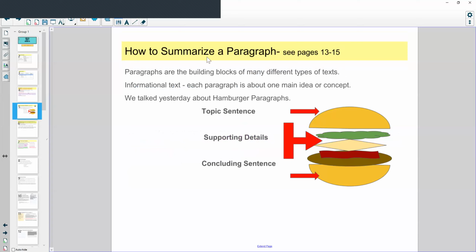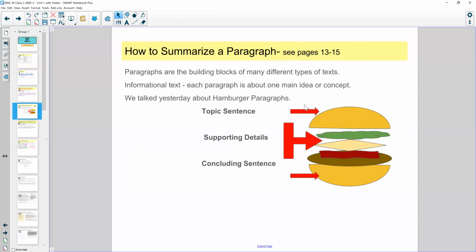In the book, Making It Work, pages 13 to 15 have some information on how to summarize a paragraph. Please do read this. This is kind of my summary of the summary. Paragraphs are the building blocks of many different types of texts, including informational text. Each paragraph is about one main idea or concept. We talked yesterday about hamburger paragraphs. It's just a really neat visual to help you think of things.